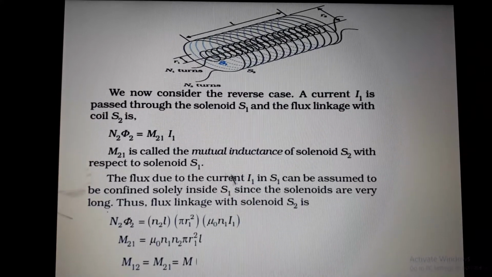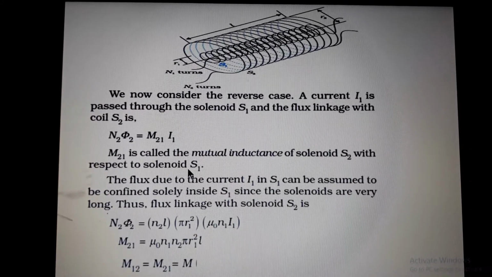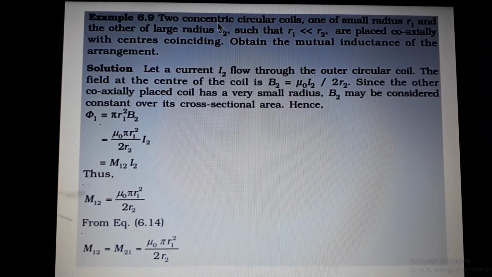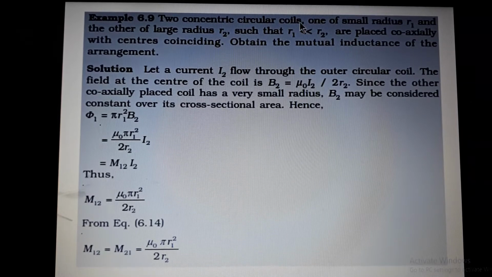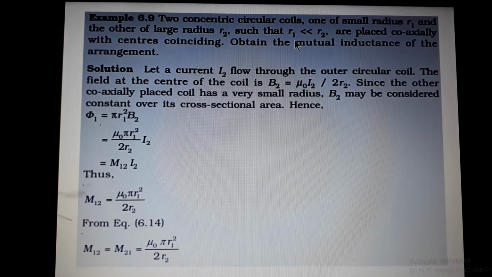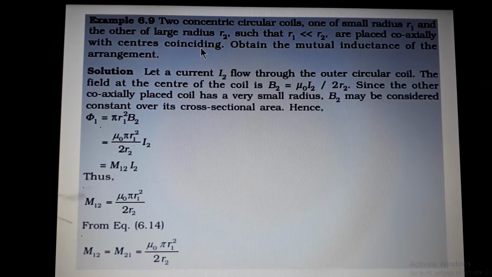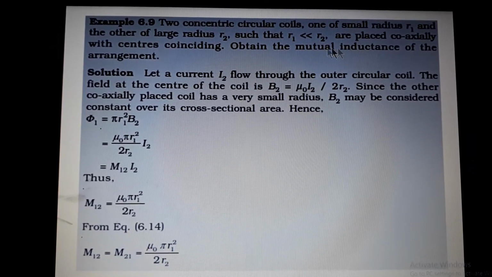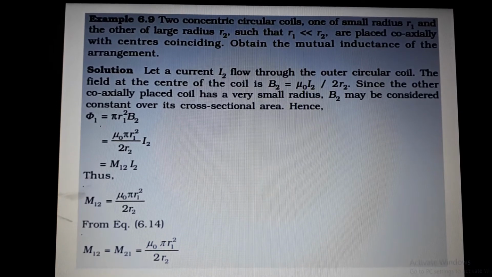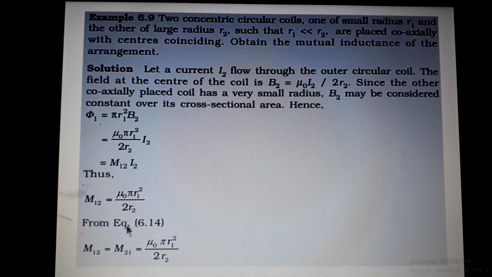Now just see one example which is based on mutual inductance. So in this example, two concentric circular coils, one of small radius R1 and the other of large radius R2, such that R1 is very much less than R2, means radius R1 is very less than R2, are placed coaxially with centers coinciding. So obtain the mutual inductance. So in this example we want to find out the mutual inductance. So how can you find out?